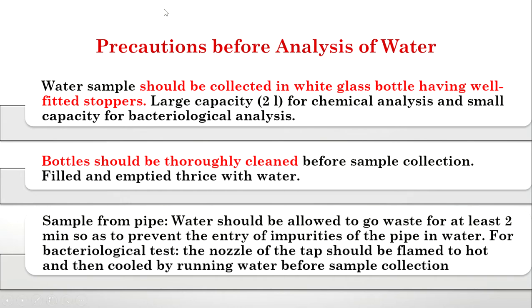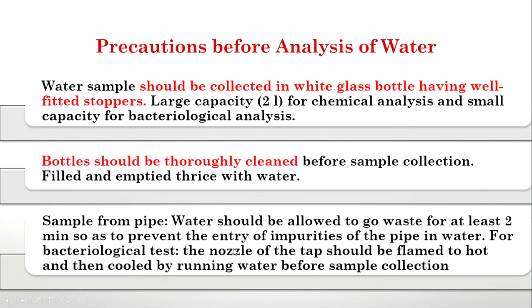So we have to test water. For that, we have to collect a particular sample. A representative sample should be collected. How could we collect that sample? What are the precautions to be taken while collecting the sample? These are the things which are given here. The water sample should be collected in a white glass bottle having well fitted stoppers, and the bottle should be thoroughly cleaned.